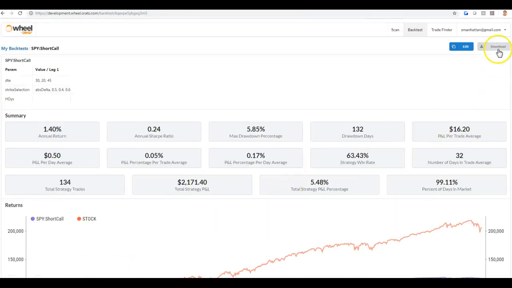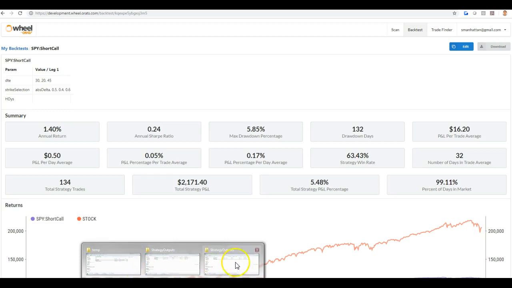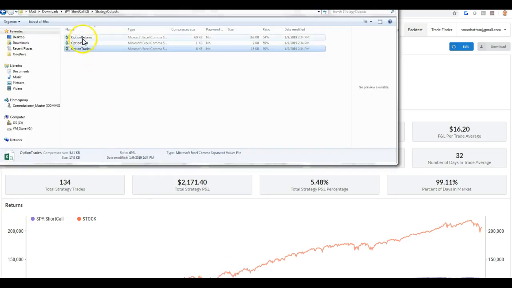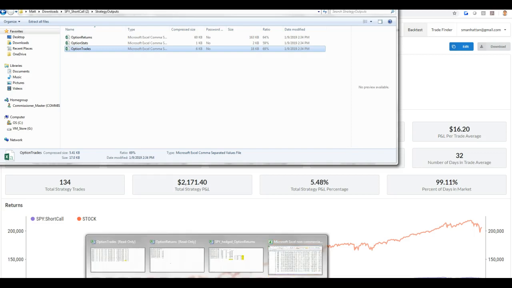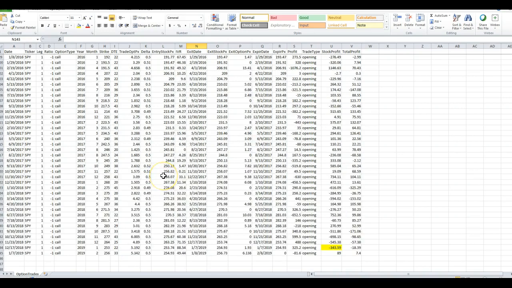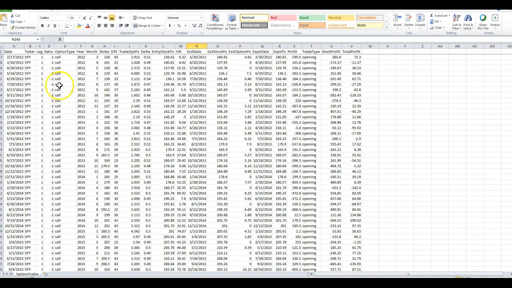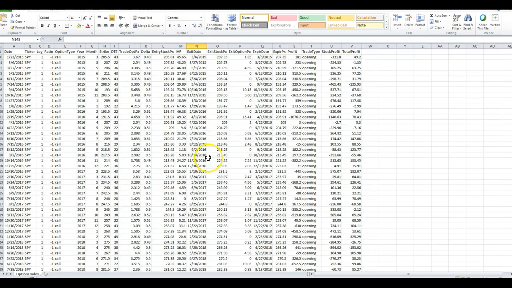What you could do is go to download, and you could download the strategy, trades, returns, and stats. Let's look at the trades and returns. Here are all the trades that you made for selling this call and hedging. As you can see, there's a stock profit and a total profit.